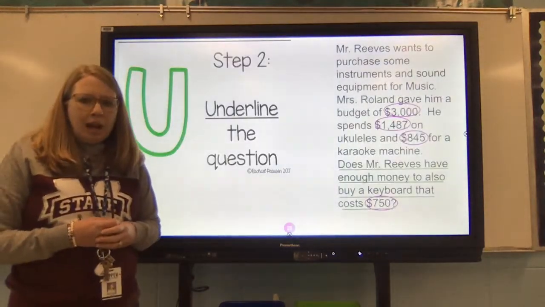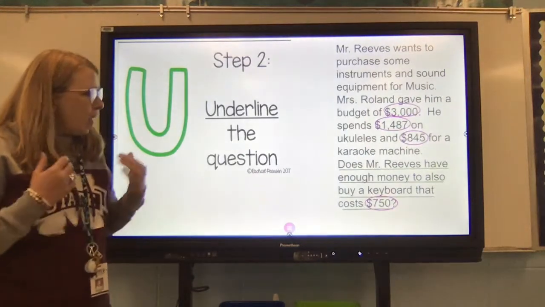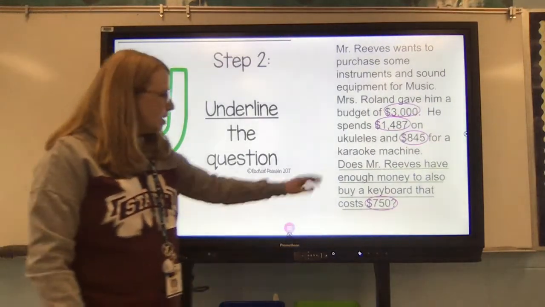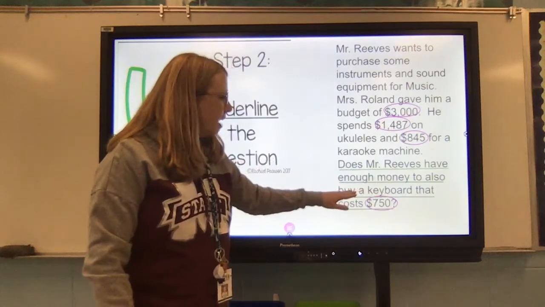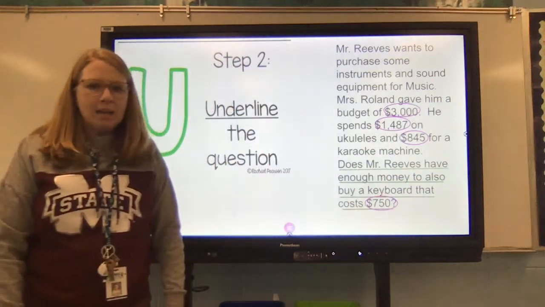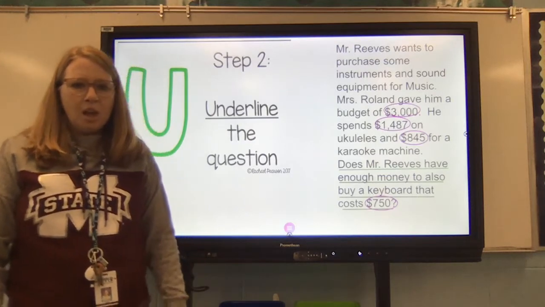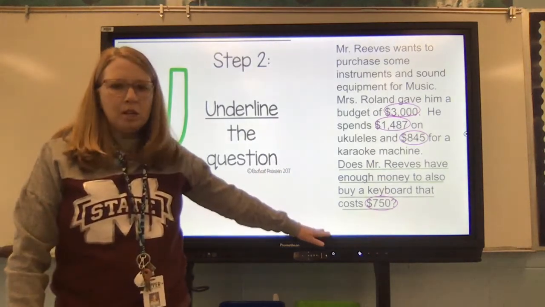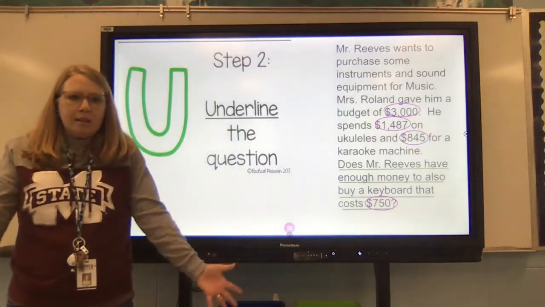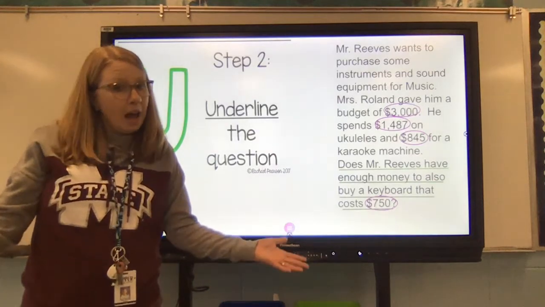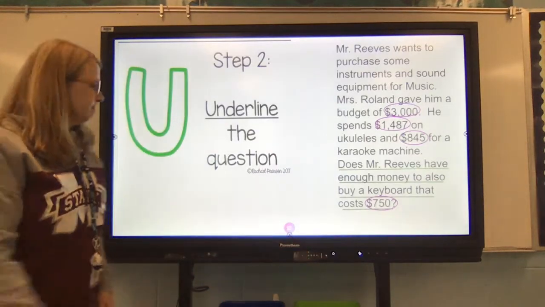U means that we underline the question. My question that it's asking is, does Mr. Reeves have enough money to also buy a keyboard that costs $750? So I've underlined my question in green. So I'm basically trying to find out, does he have enough money left?